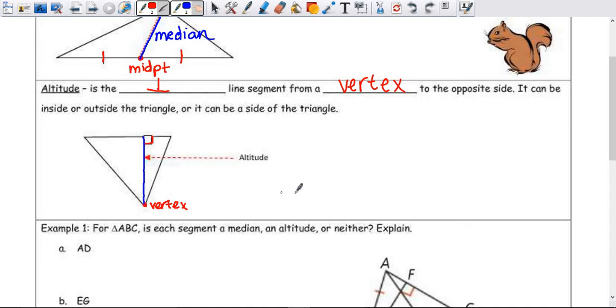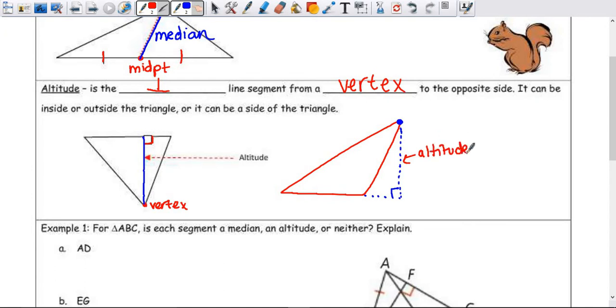If it was outside of the triangle, you would have a picture that might look like this. Now, if I want to go from this vertex to go straight down to make a 90-degree angle, I would actually be outside of the triangle. So this right here is my altitude, even though it's outside of the triangle. The last option you might have is this, where you have a right triangle. If I go from this vertex and I want to go straight down to make a perpendicular, I'm actually using that side of the triangle, and it makes this my altitude. Okay, so make sure you can recognize an altitude from a vertex perpendicular to the opposite side, whether it is inside, outside, or a side.